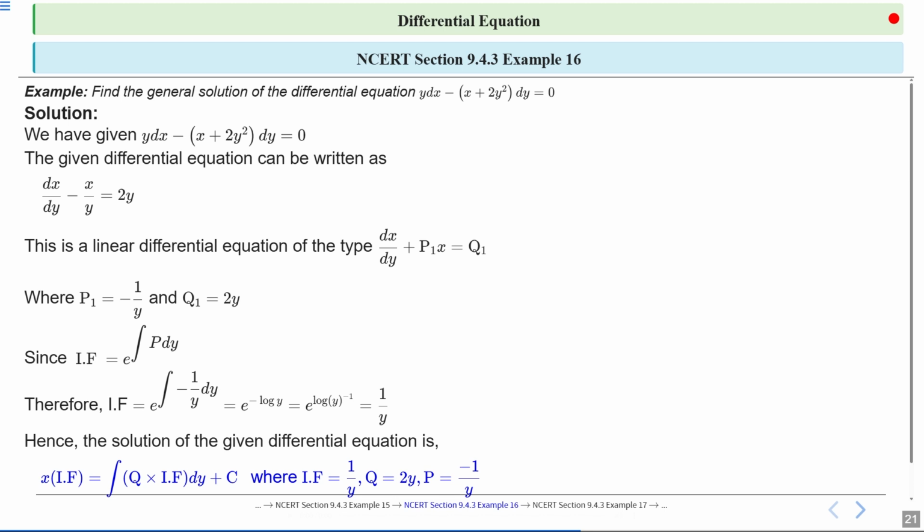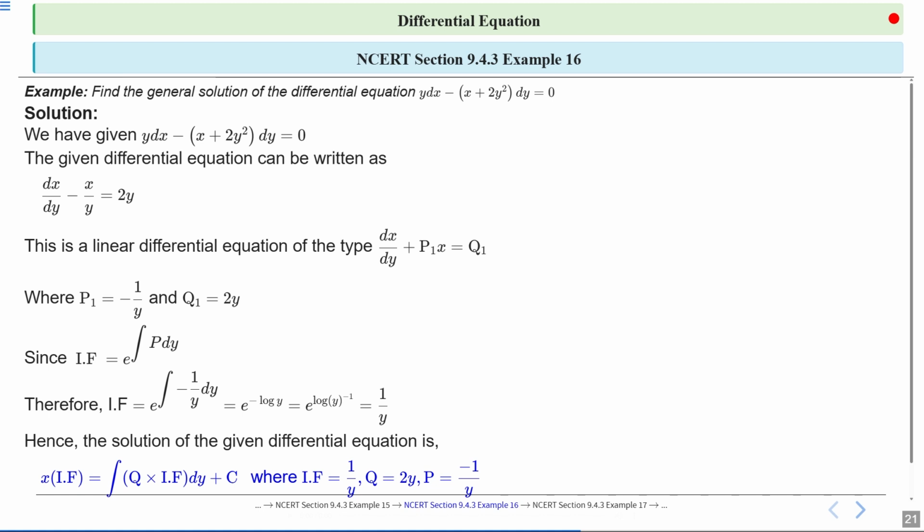In the previous two examples, the given differential equation is of the form dy by dx plus py is equal to q, where p and q are either constants or functions of x. But in this example, the differential equation is of the form dx by dy plus p1x is equal to q1, where p1 and q1 are functions of y only. Okay, so here we apply this formula, that is x into integrating factor is equal to integration of q into integrating factor dy plus c. But in the previous example, the formula is y into integrating factor is equal to integration of q into integrating factor dx plus c.